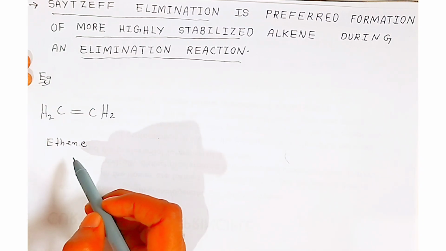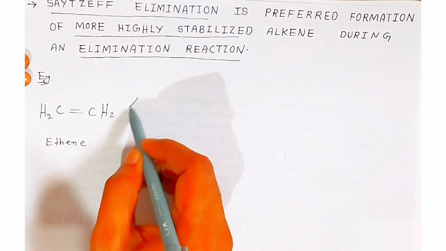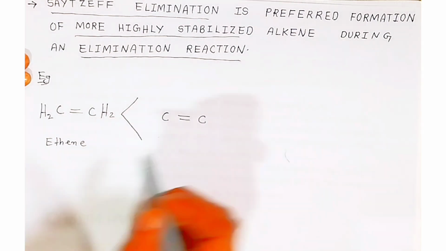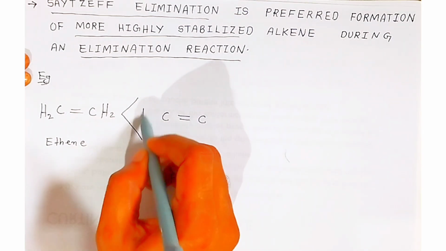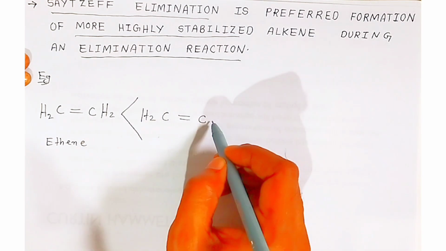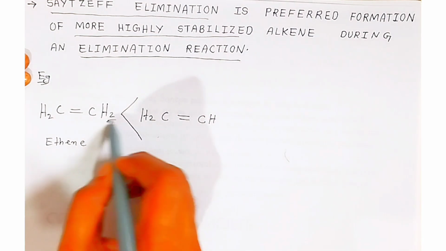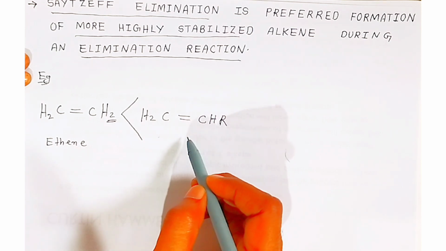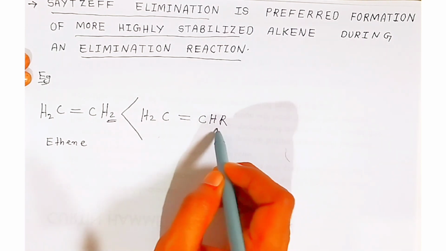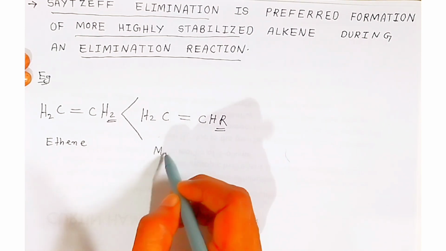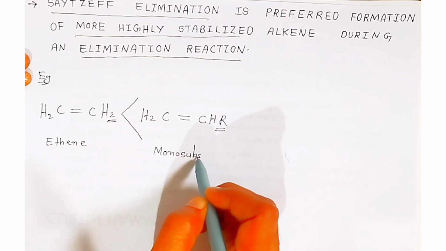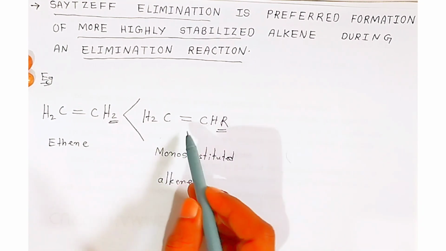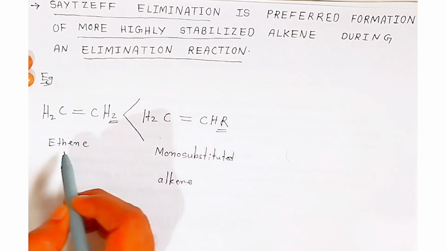Now what happens, students? This will be the less stable product compared to the substituted ones. Now if it is attached to CH2, one of the hydrogens here we are going to replace with an alkyl group. Out of two, one hydrogen is replaced with an alkyl group. This is a mono-substituted alkene, with one alkyl group substituted. This mono-substituted alkene will be more stable. This product will be more stable as compared to ethene.